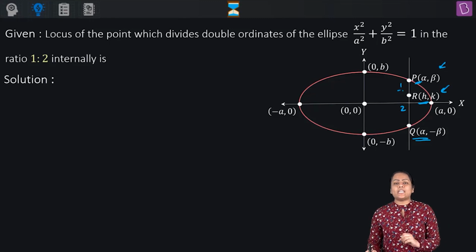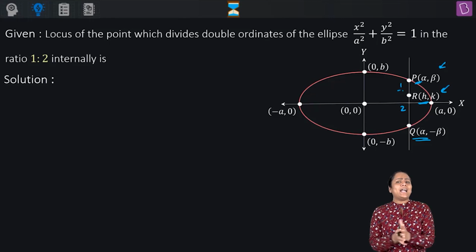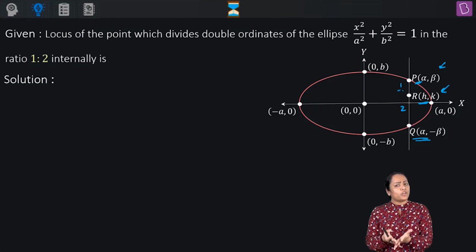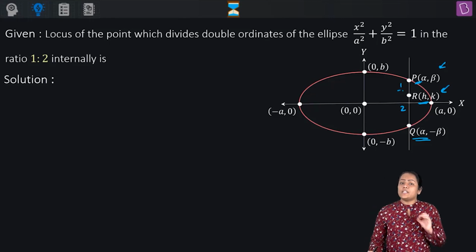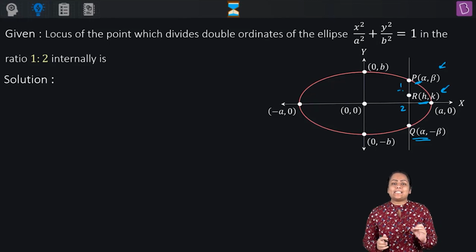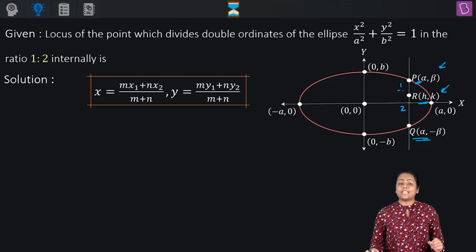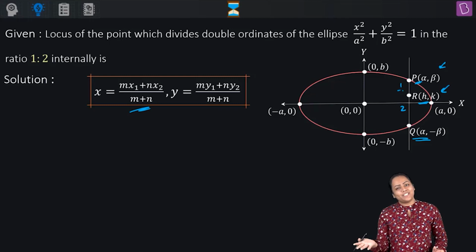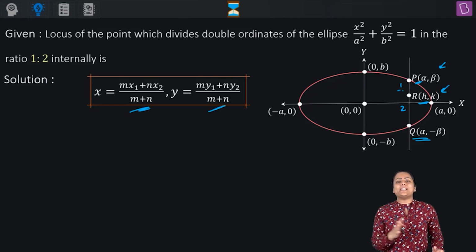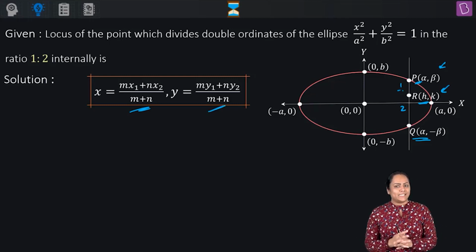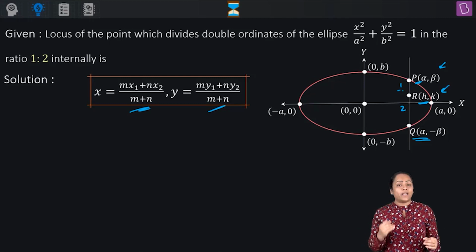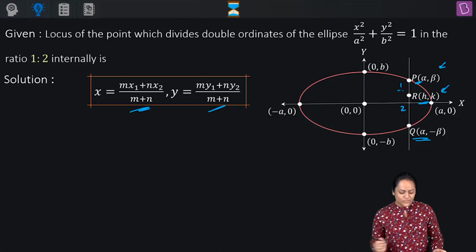So to get h and k, we are going to use the section formula, and that is the pretty basic one which you have already learned in straight lines. The section formula you already know: x is mx1 plus nx2 divided by m plus n, and similarly y is my1 plus ny2 divided by m plus n. You know m and n, that is 1 and 2. So let's quickly apply the section formula.